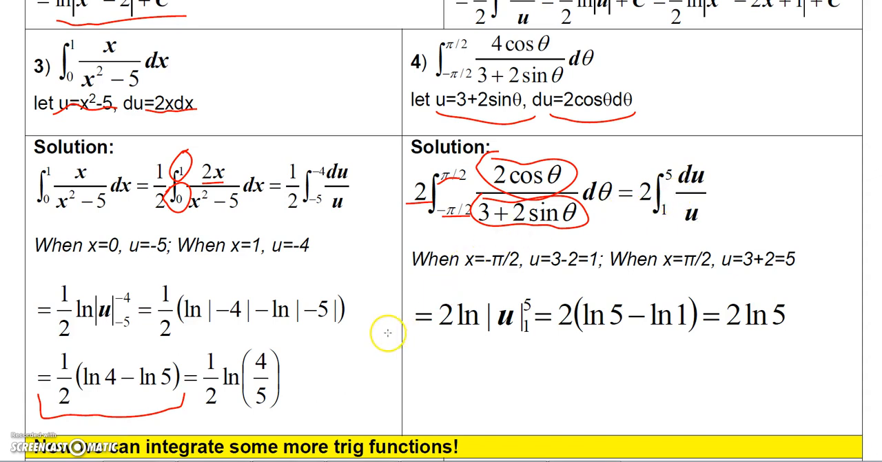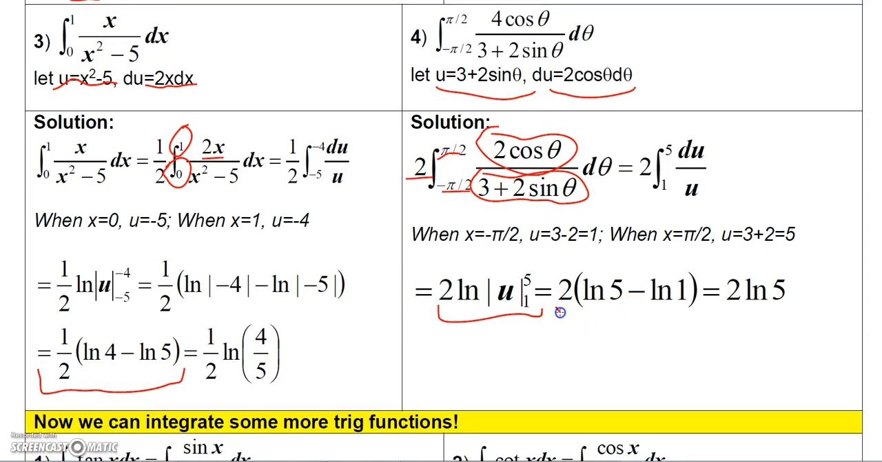And then you get 2 times the natural log of the absolute value of u from 1 to 5, and then you just apply the fundamental theorem of calculus, and you get 2 times the natural log of 5 minus the natural log of 1, and since the natural log of 1 is 0, you just get 2 times the natural log of 5.